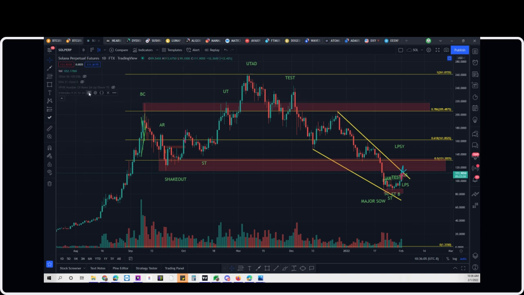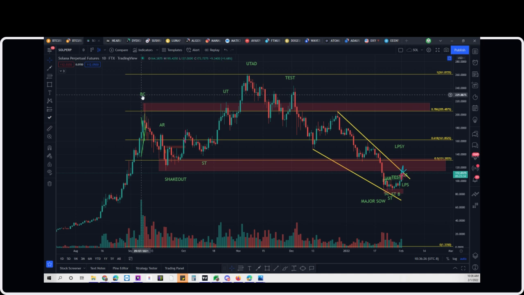Get rid of a few of these I don't even use anymore. Let me take that out. Don't use that anymore. Okay, so we took out a lot of the noise. We still keep the volume. Volume is a big indicator as to what's going to happen at each level.